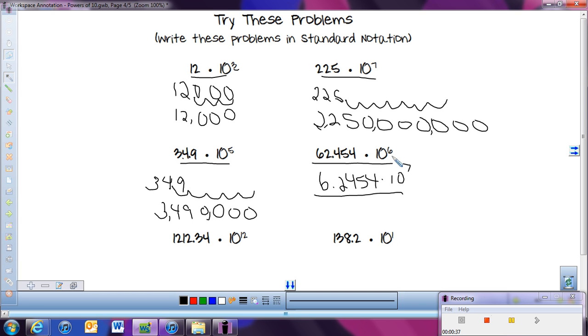So just remember, when you're changing a number and you're multiplying by a power of 10, you are just going to move the decimal point the number of spots that the exponent is in the problem and add a 0.